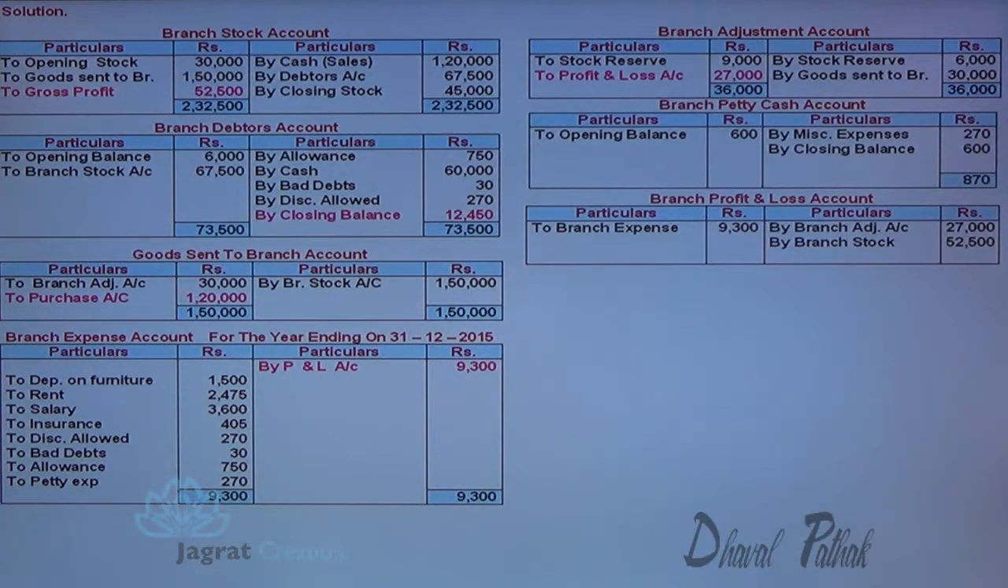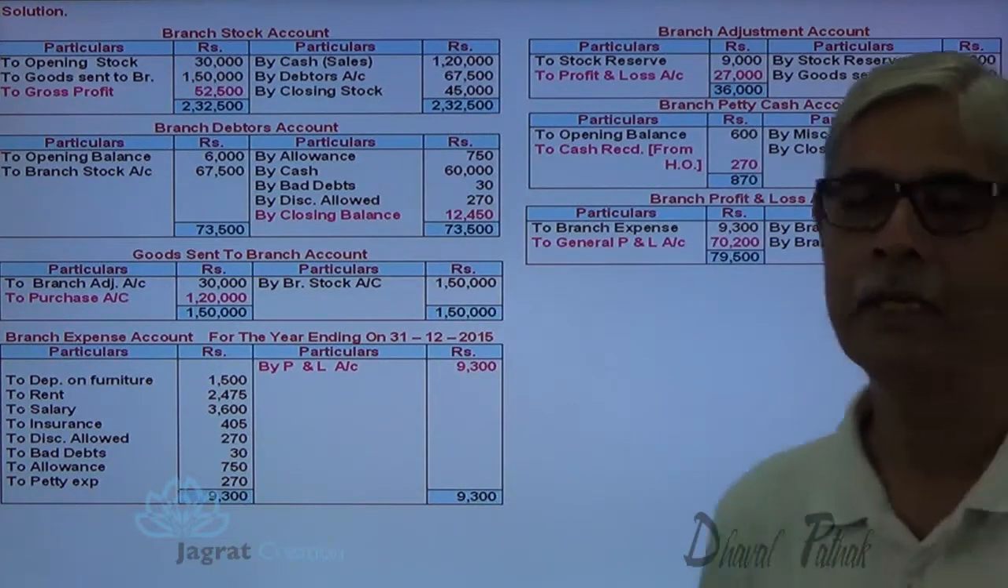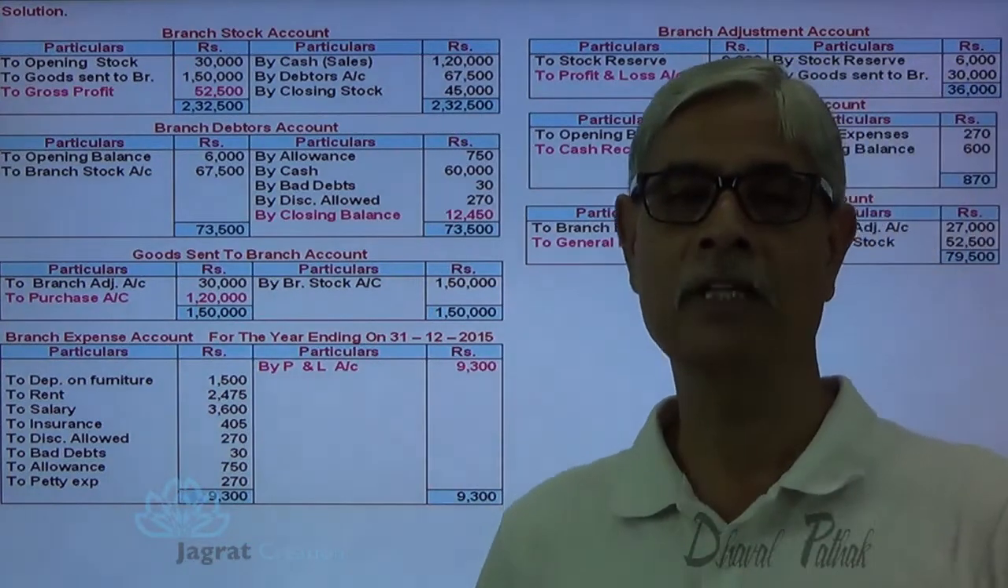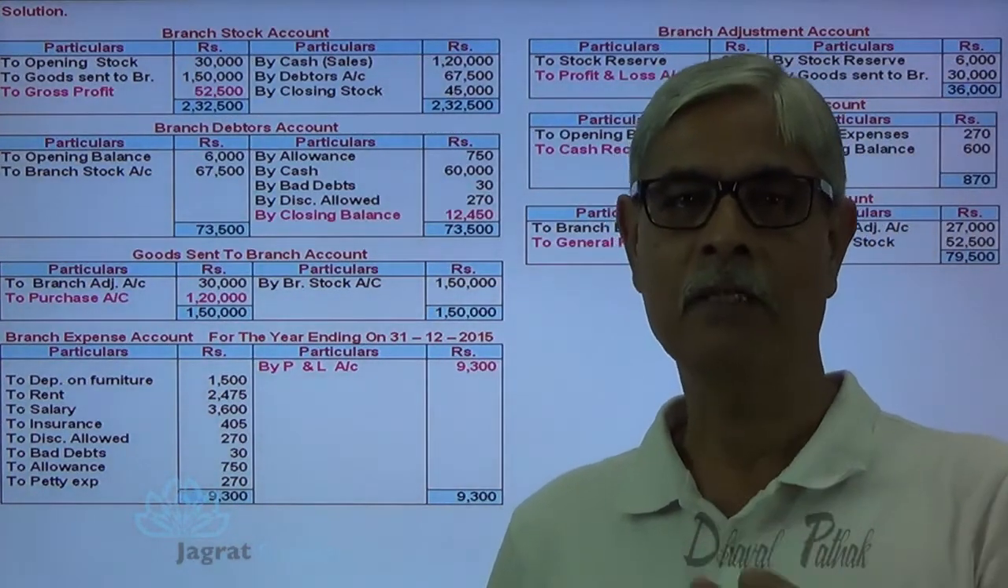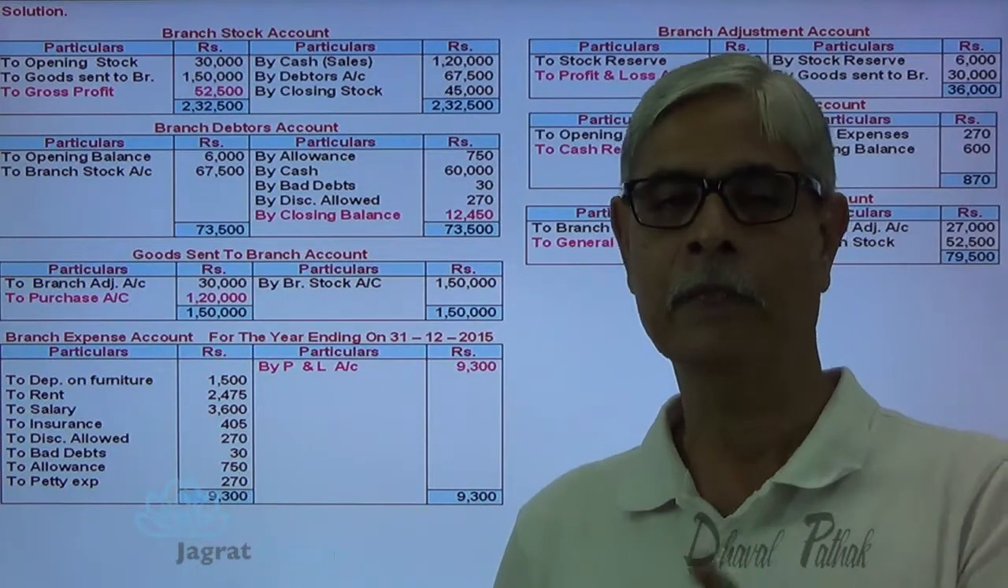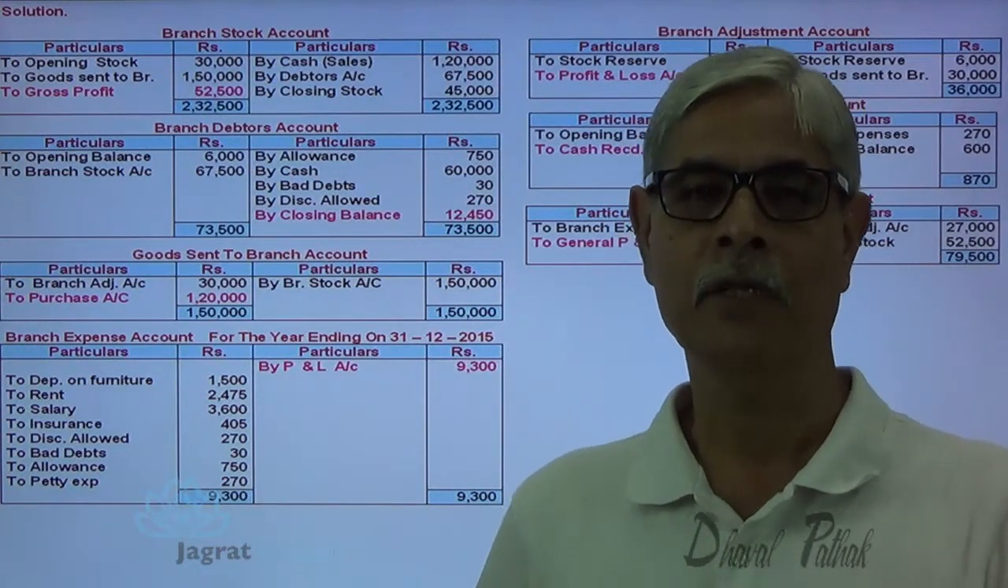Now the petty cash account. This is cash sent to the branch for petty expenses. So branch petty cash account is debited and cash account credited, and this net profit is transferred to general profit and loss account: 70,200. Now 70,200 is the net profit of the branch transferred to general profit and loss account in the books of HO.